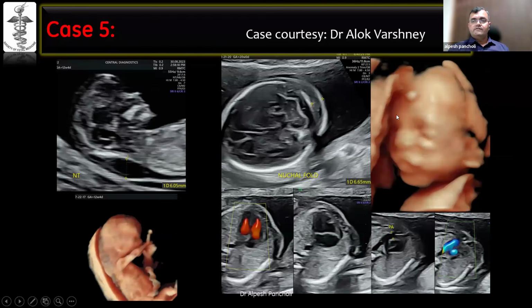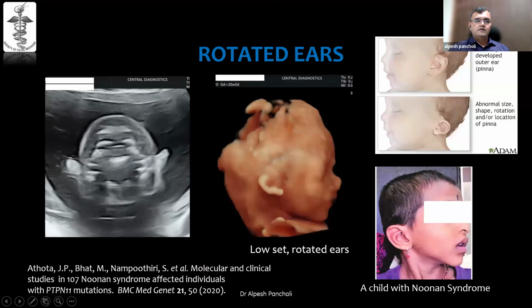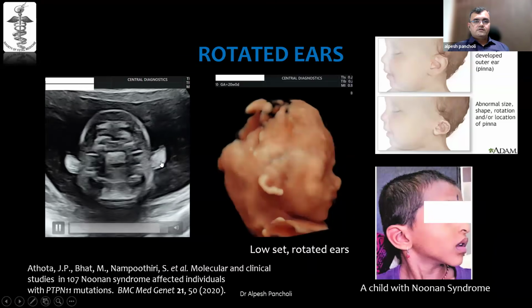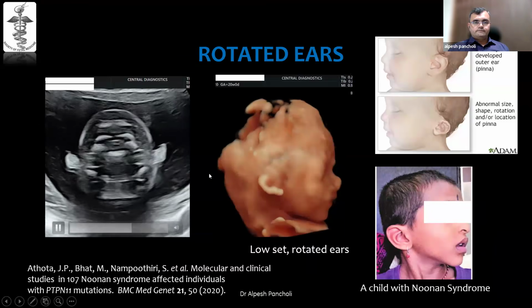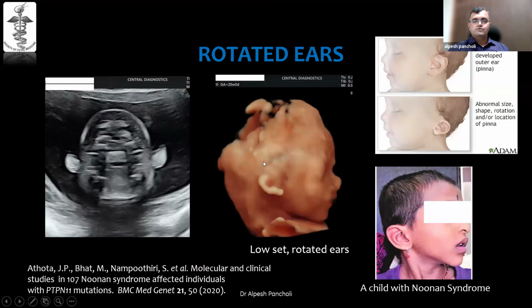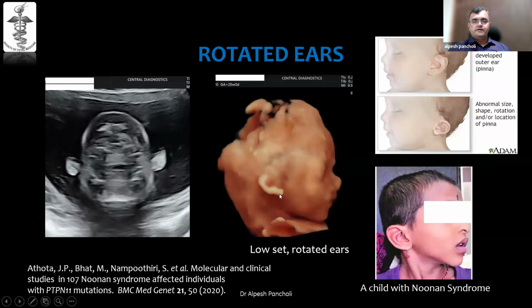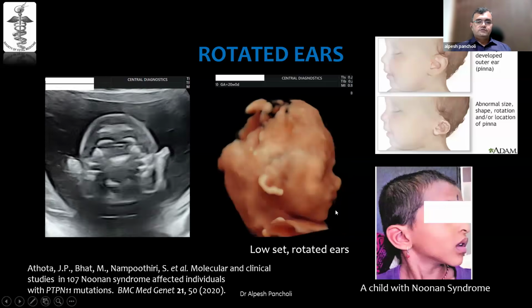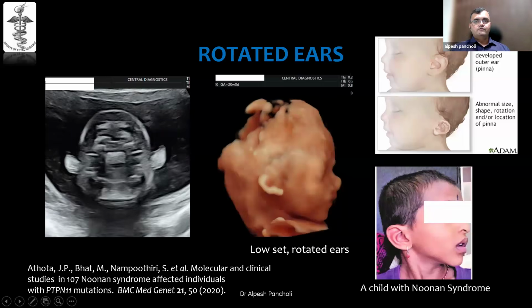And on the surface rendering, we can see the ear is low set and rotated. In the axial view, we can also see there is a protruded ear. On the surface rendering, we can see a low set, posteriorly rotated ear, which is typically found in Noonan syndrome. So this was a case of Noonan syndrome.